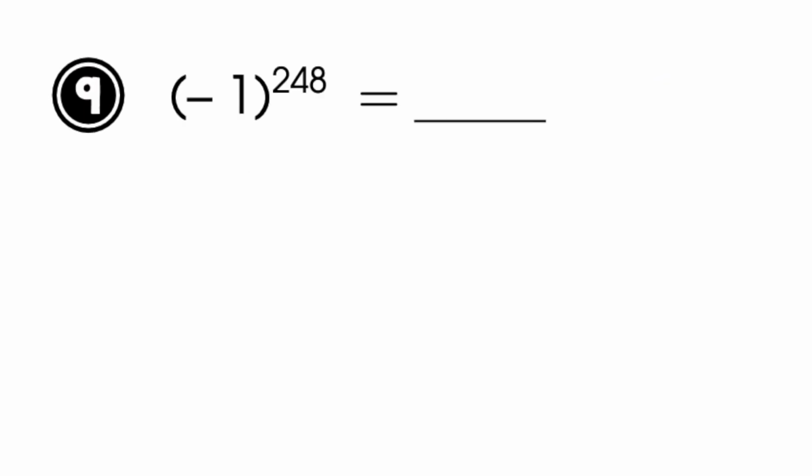For number 9, we have -1 inside parentheses raised to the 248th power. We know that that exponent is telling us that -1 is being multiplied by itself 248 times. And 248 is even, which means that we'll have an even amount of negatives. And if we have an even amount of negatives, we know that our answer is +1.